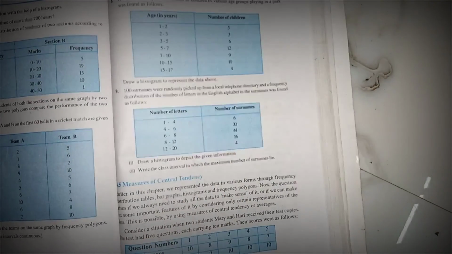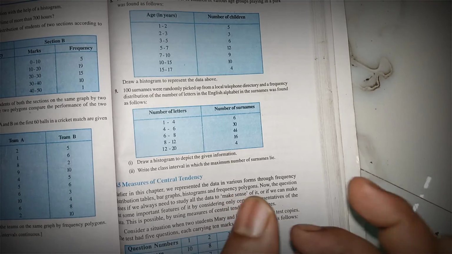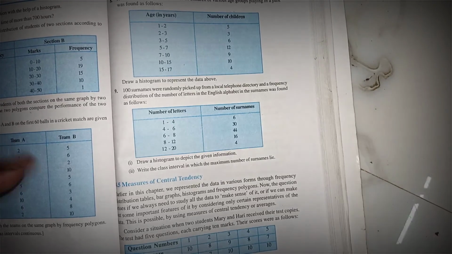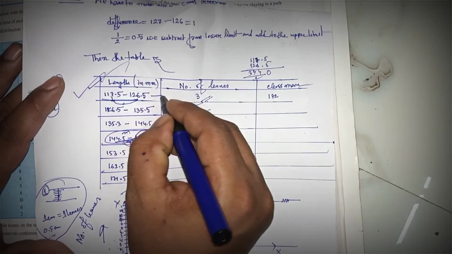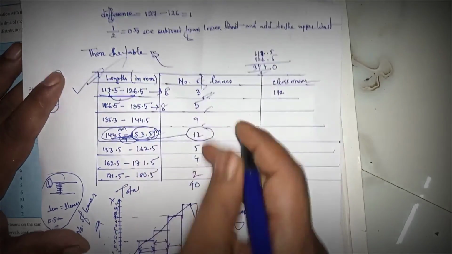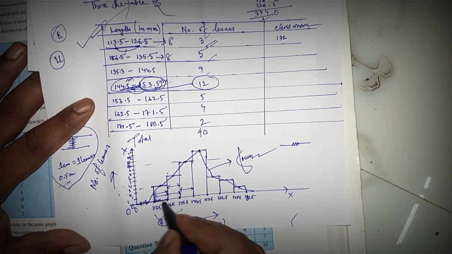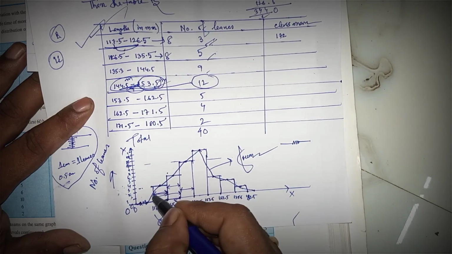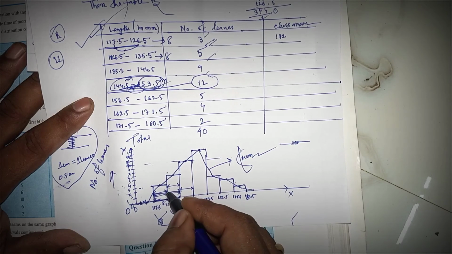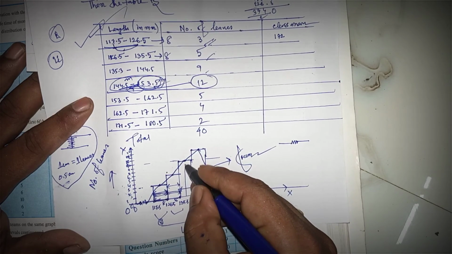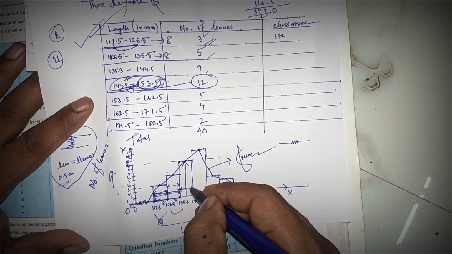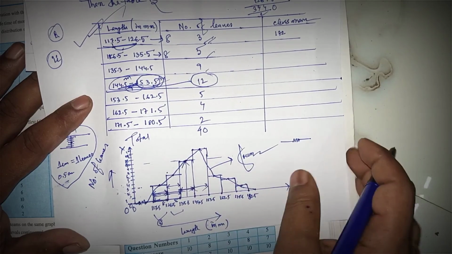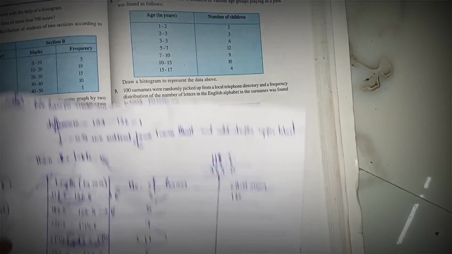Here in this question, if the class size is equal, the width of the bar is obviously equal. Here the class size is 8, here also the class size is 8. So here to here 8, here to here 8. If we are talking about the width, then we can say that the width of the bar is equal in each and every case. Okay.